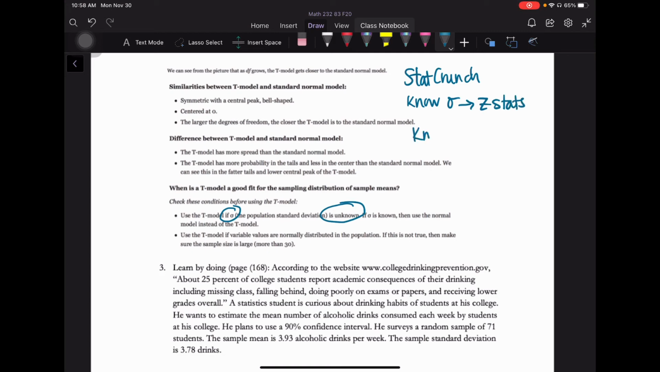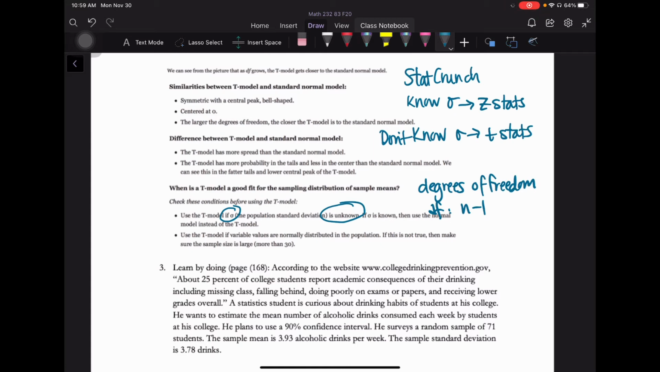If we don't know sigma, we use t-stats. And we have to focus on knowing the degrees of freedom. There's a whole lot of information about degrees of freedom. It's kind of a tricky subject to wrap your head around. So just trust me that the degrees of freedom for one sample is n-1. For two samples, you're going to let StatCrunch calculate it for you because it's actually a very complex formula.